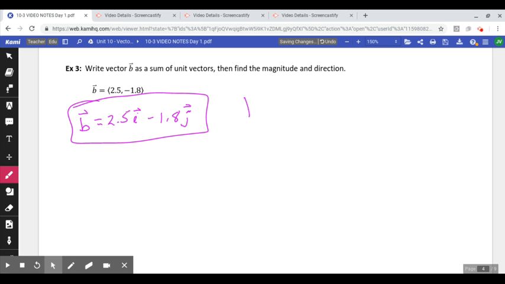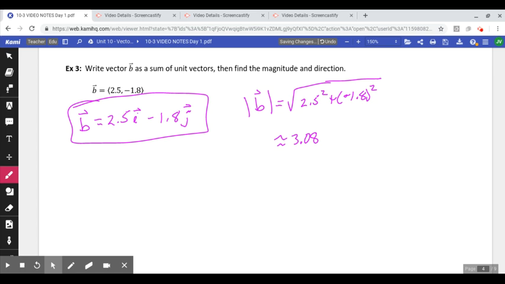To find the magnitude of vector b, we'll take the square root of 2.5 squared plus negative 1.8 squared. And we're going to find an approximation here. So this is going to approximately be about 3.08 or 3.1. So if you need to, pause the video, type that into your calculator, and make sure you're doing that correctly.